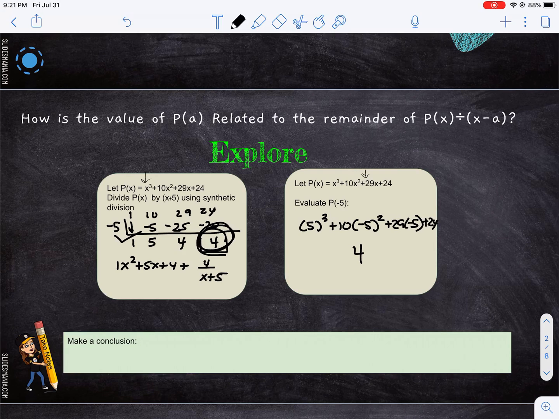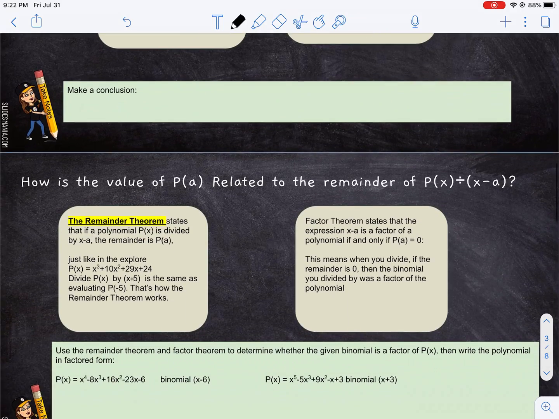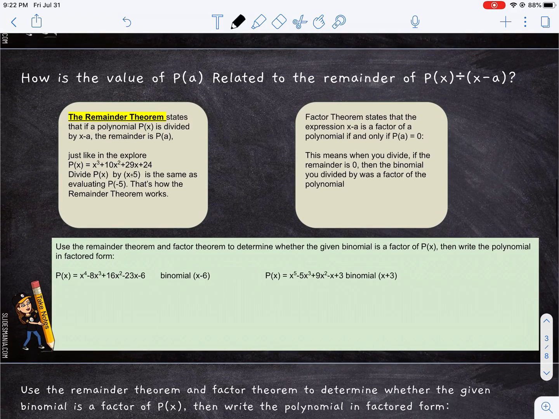So conclusion is, when you do synthetic division, that remainder is the same answer that you get if you evaluate it. Okay, so when you evaluate a function at that solution at -5, that is the same as that remainder that you would have gotten by synthetic division. So kind of a cool little connection there.